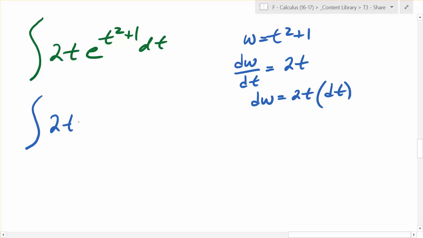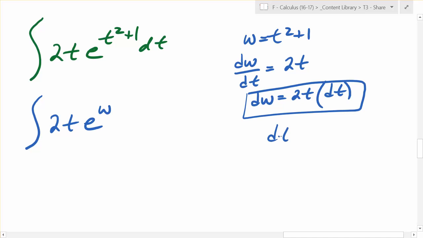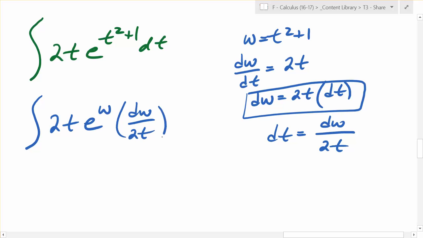So let's do that substitution. It's the integral of 2t e to the w. And instead of dt, what do I write? dt equals dw over 2t. Hey, does something cancel? The magical thing that you are looking to be able to do when you do w-substitution is exactly what I did. Oh, look, it just nuked that, right? So what am I left with? The integral of e to the w times dw.